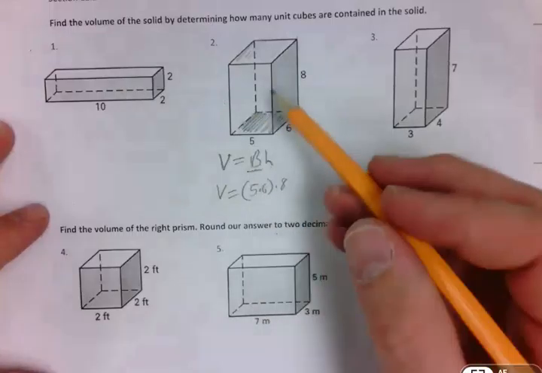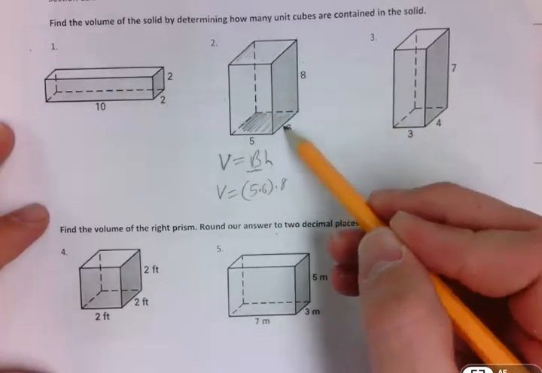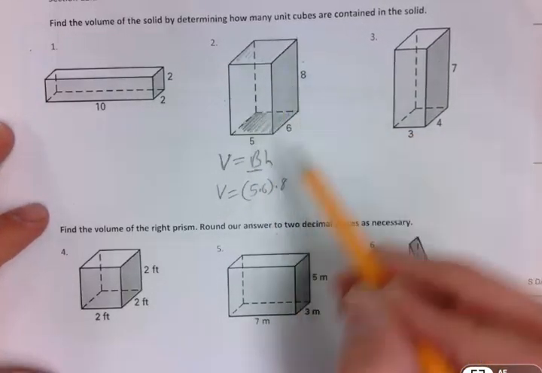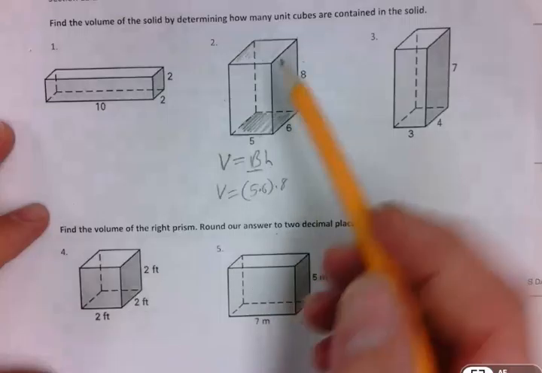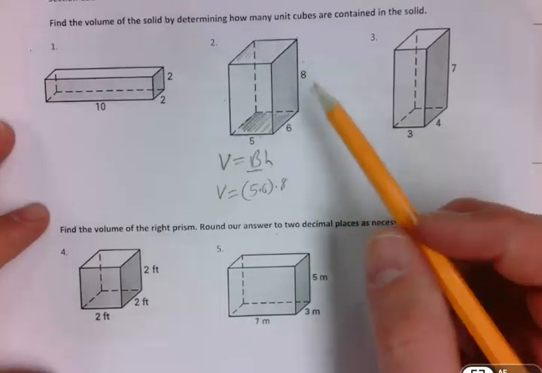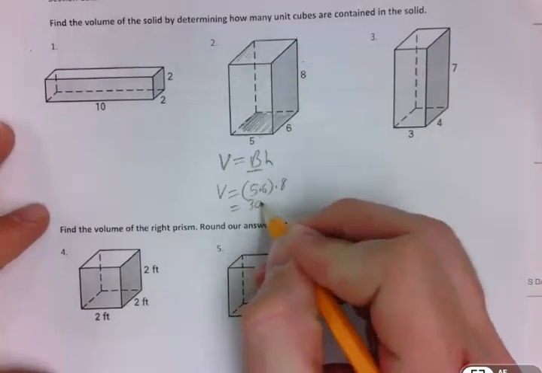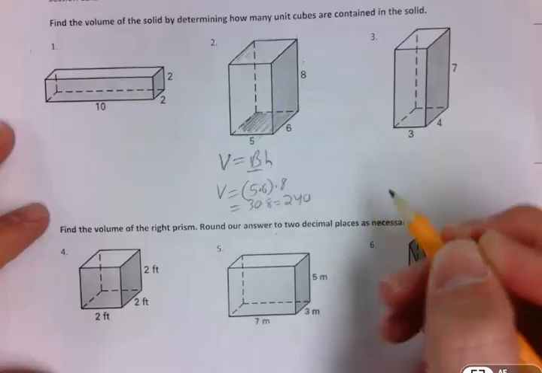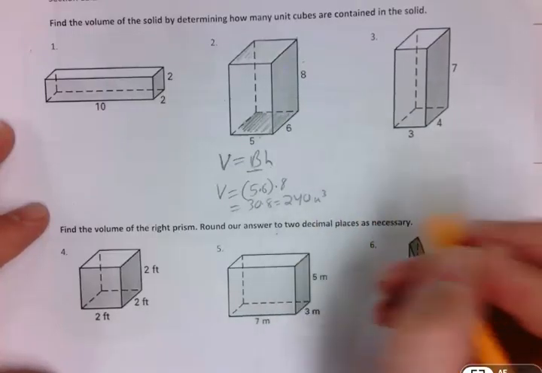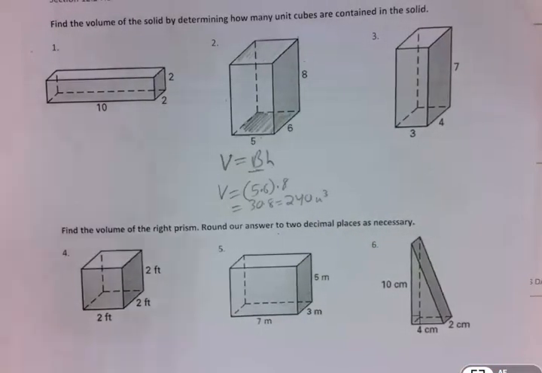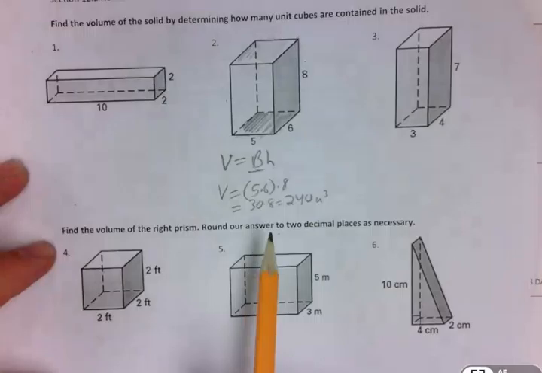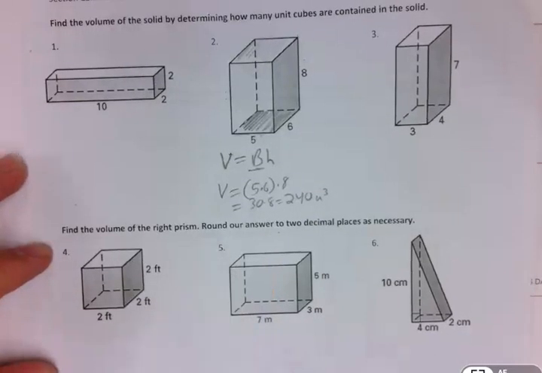If you chose to use the front and back, your height would have been 6. If you chose to use the left and right, your height would have been 5. It's just a matter of how you want to view your prism. So this, of course, would be 30 times 8, which would be 240 cubic units. They didn't give us anything specific, so we could just call it cubic units. Okay, and that's about as basic as those kind will get.